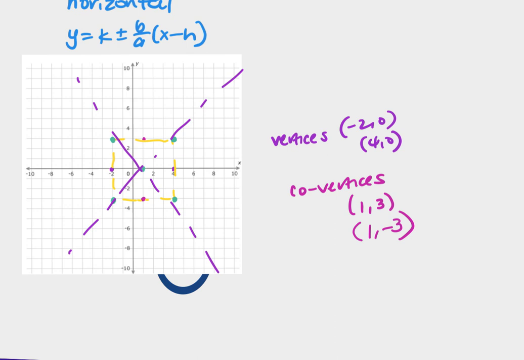I'm sorry, how do you find the vertices and co-vertices? You count right and left the A because it's horizontal. So vertices are A, right and left because it's horizontal. Co-vertices are up and down the B. And then we draw our branches, and this is horizontal, so the branches go to the right and to the left.